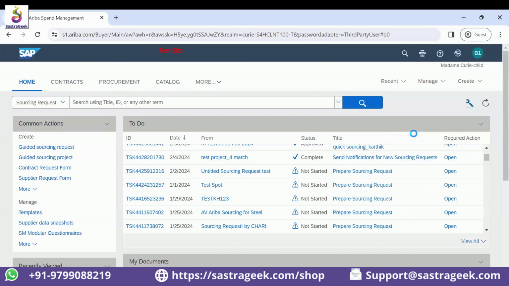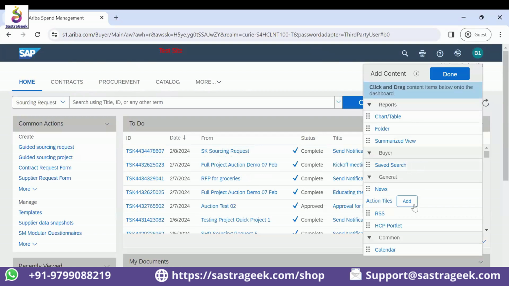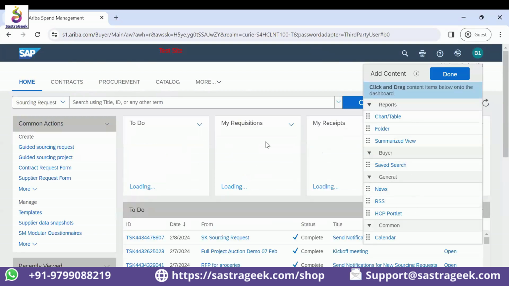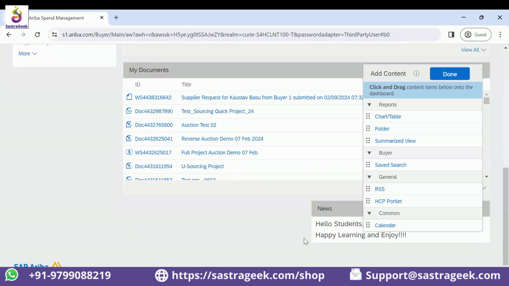When I'm clicking on add content, I also have tiles. So what are all the tiles? Action tiles. When I click add, the system automatically adds the tiles. I can also add news. For example, if you want to announce some news in your company, you can use this option. RSS, if your company has RSS feeds available, you can use those RSS feeds. For example, when I click news and double click it, it is placed in one of the areas here.